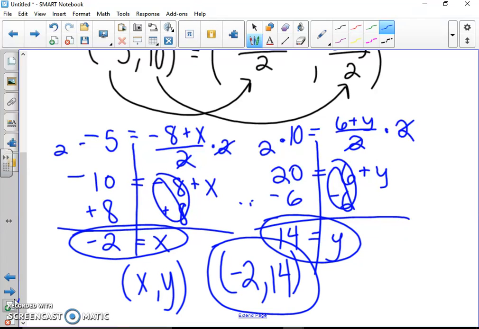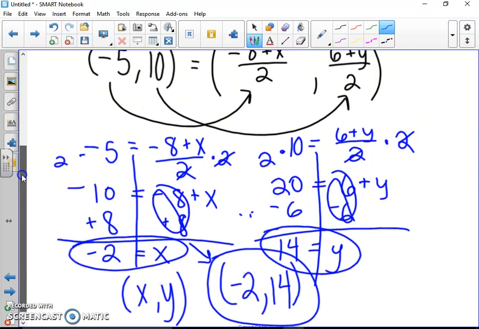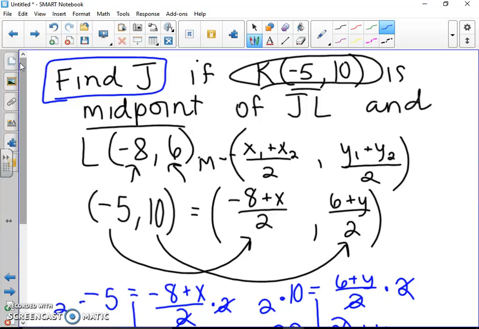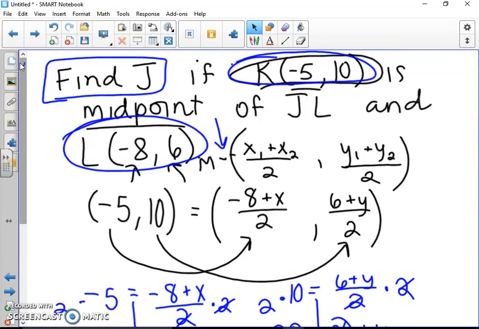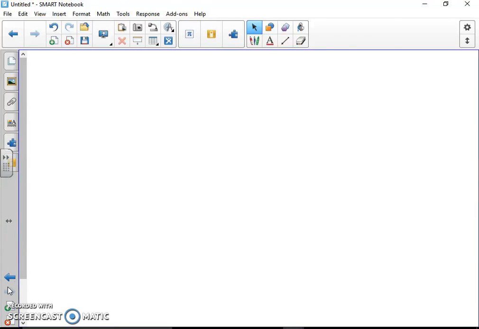Okay? And if you really wanted to check your work, you could always take this point J and the other endpoint L and calculate the midpoint using the midpoint formula and make sure that you actually get (-5, 10). So that's definitely something you can do. I'm not going to take time to do that, but that's a great way to check your work. So we've talked about midpoint. Now we need to talk about distance.